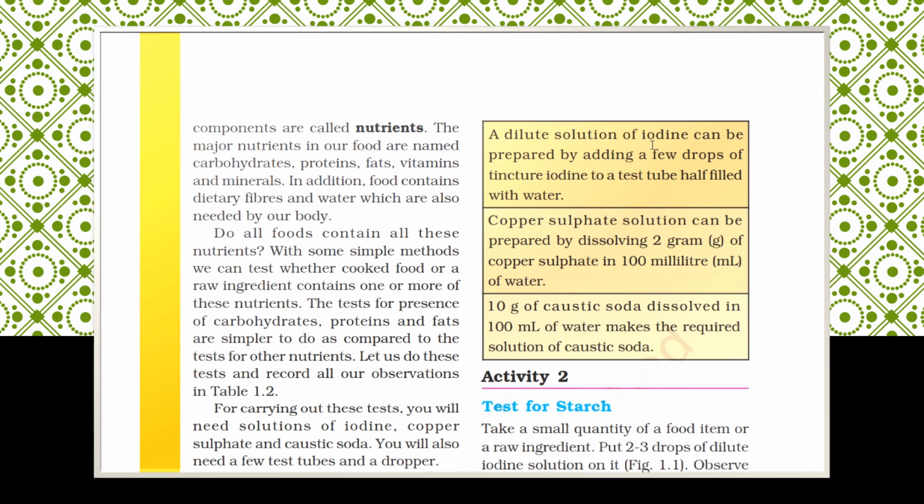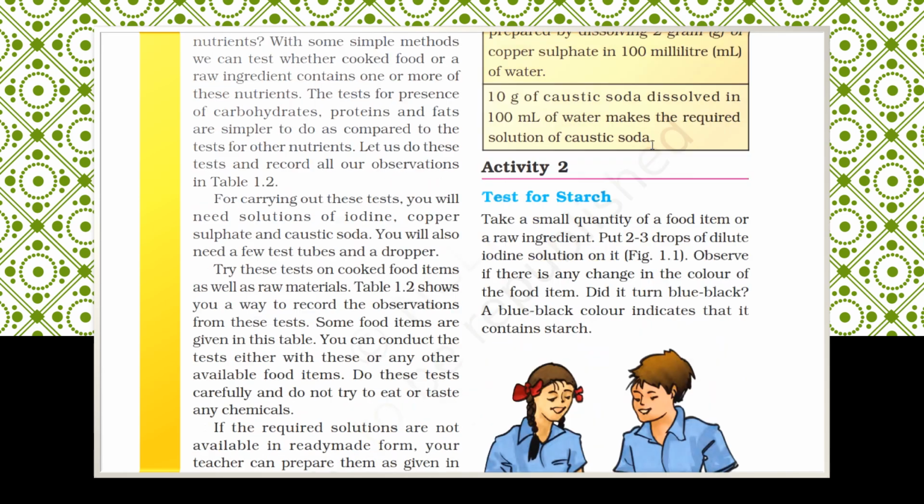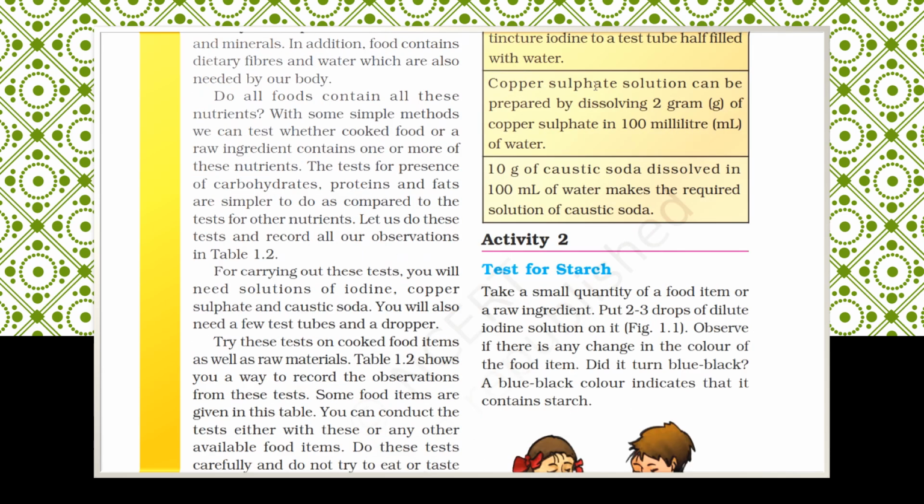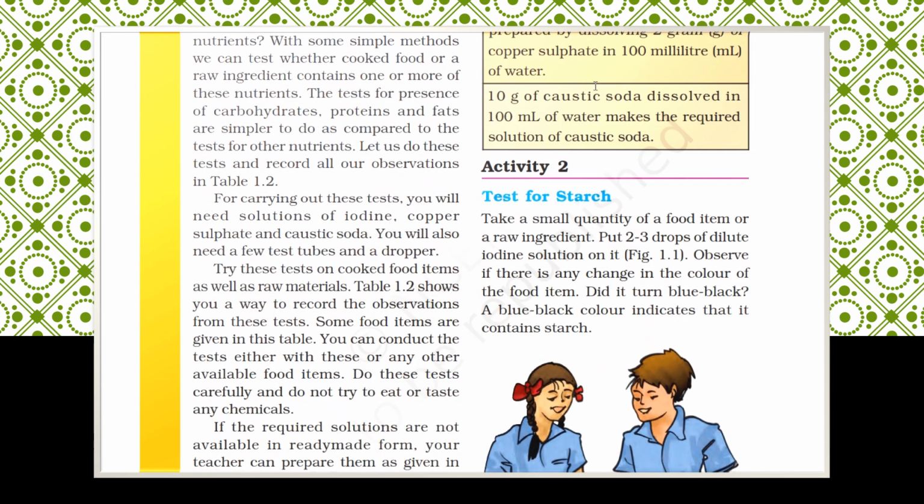Okay. The next one is copper sulfate solution, which can be prepared by dissolving. For making copper sulfate solution, you have to take 2 gram of copper sulfate in 100 milliliter of water. So you can make copper sulfate solution. Now the third one, 10 gram of caustic soda dissolved in 100 ml of water makes the required solution of caustic soda.